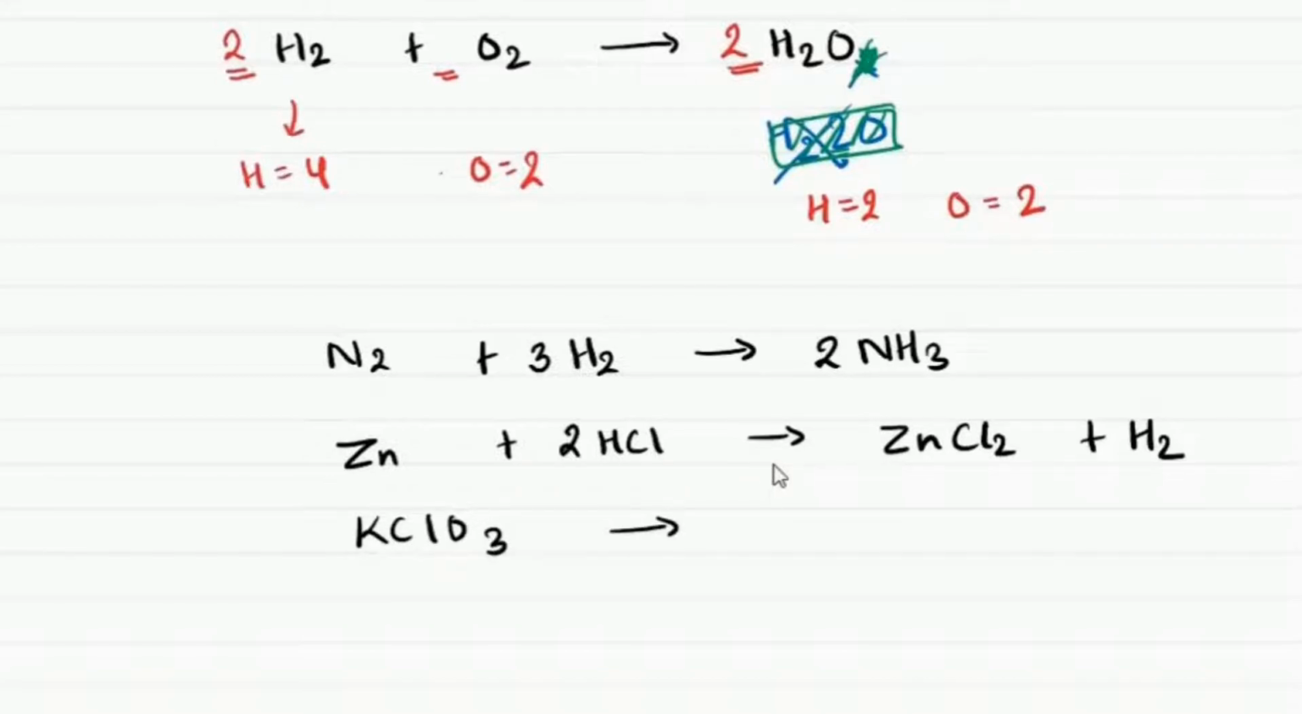KClO3 gives us KCl plus O2. So KCl and KCl are balanced. There are 1 potassium, 1 potassium, 1 chlorine, 1 chlorine. Oxygen, there are 3 oxygen here. There are only 2 oxygen here.